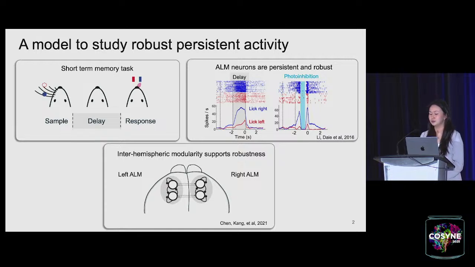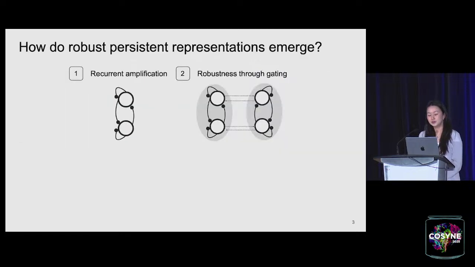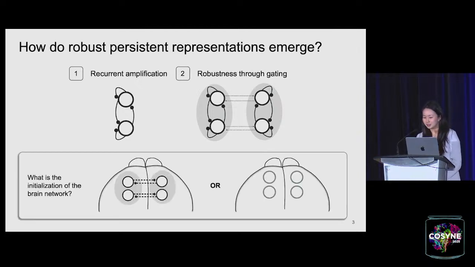So earlier I introduced recurrent amplification and robustness through gating as 2 circuit mechanisms for robust persistent activity. The question we want to ask is, how do these circuit mechanisms arise? One possibility is that network features like gating and persistence are innate to the brain, and these provide the initial conditions for persistent representations to be learned. Alternatively, the brain could start from a blank slate, tabula rasa, and all connections are plastic. So what is the network initialization for learning robust persistent representations?